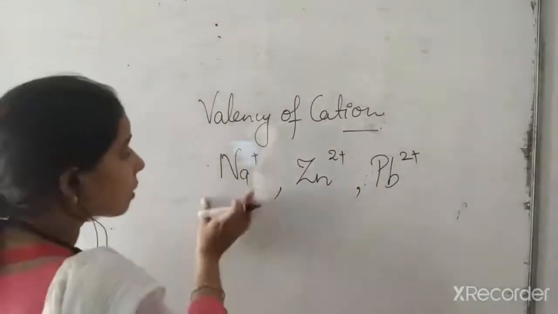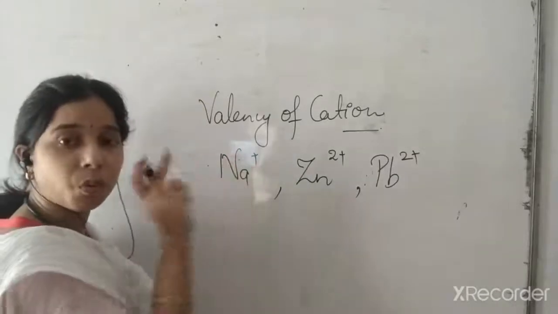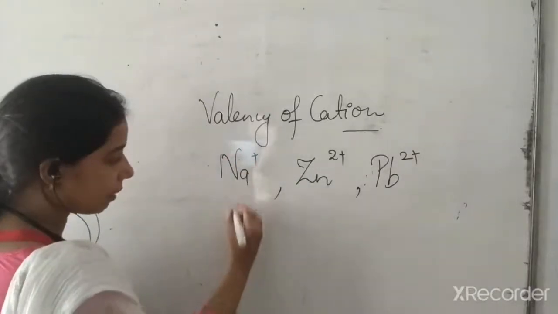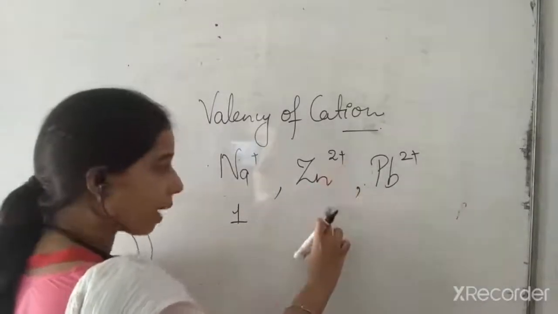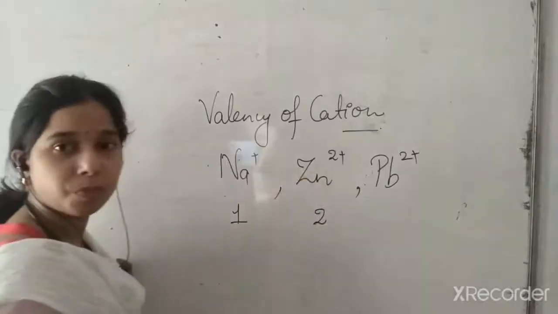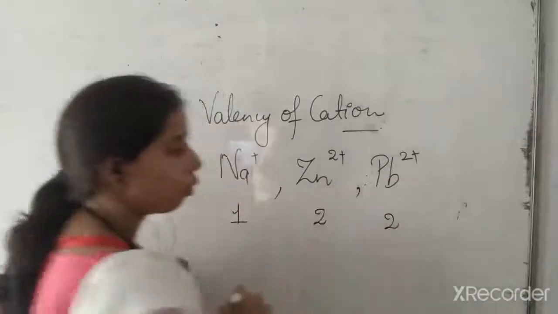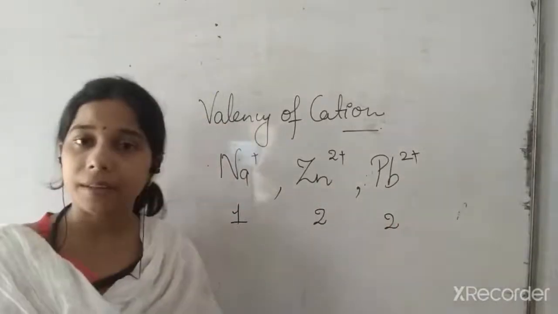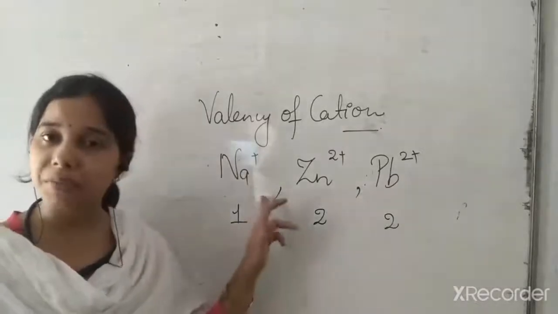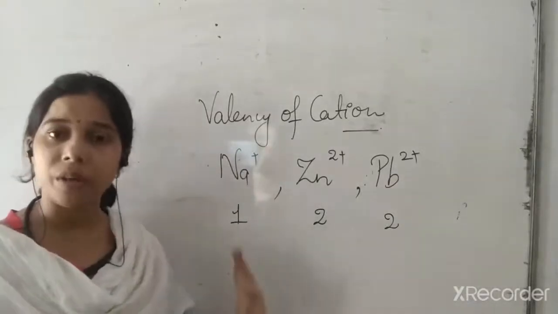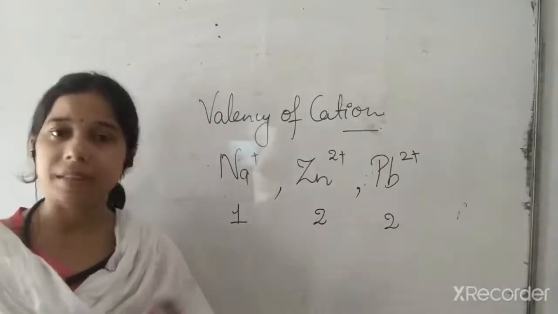So what is the charge present here? Charge is 1 plus, it means only 1 plus is there, so we will write the valency as 1. How many plus are there? That is 2 plus, so the valency of zinc will be 2. Pb is 2 plus, so its valency will be 2. So this shows that if we want to find the valency of a cation, whatever charge is given on that particular ion will determine the valency.